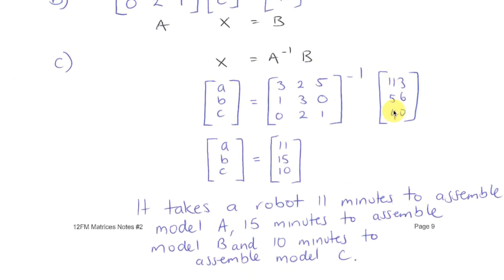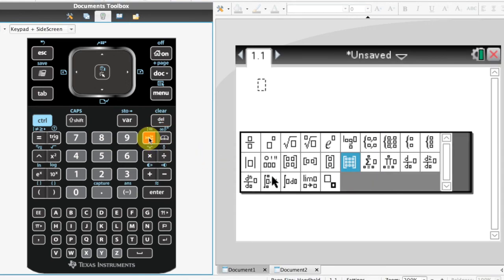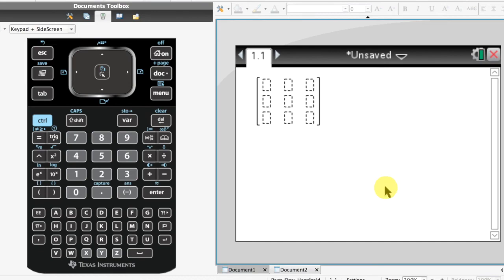So putting it into our CAS, what I need to do first of all is just go to my matrix template, so clicking on that, and you can see I've got some of the different dimensions. I just want a standard 3x3, and my values I need to put in, or my coefficients, are 3, 2, 5, and then 1, 3, 0, and then 0, 2, 1.